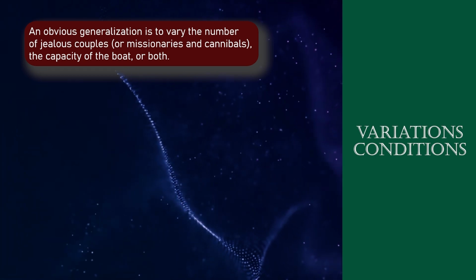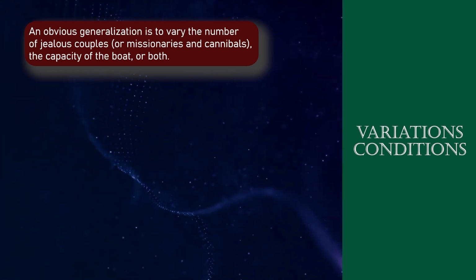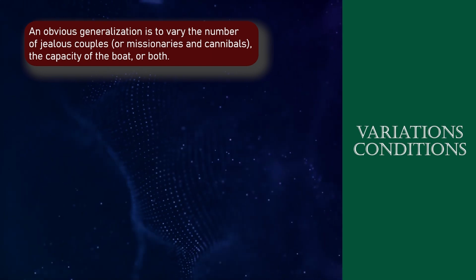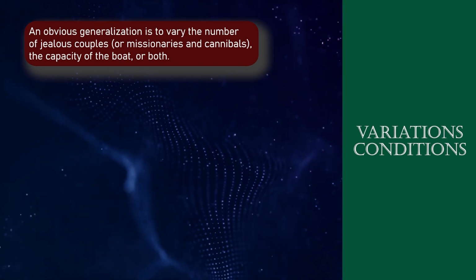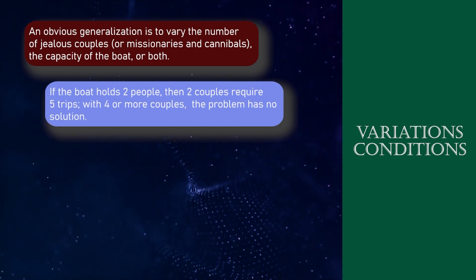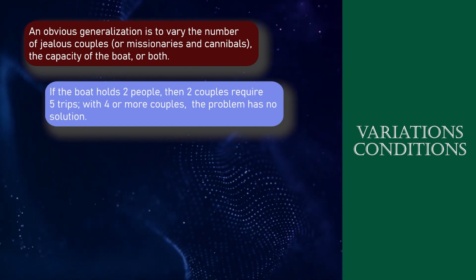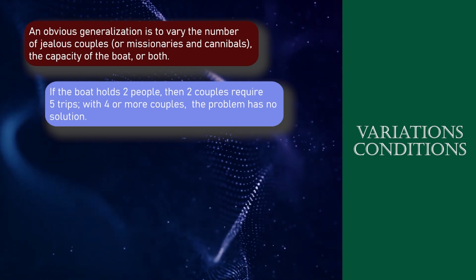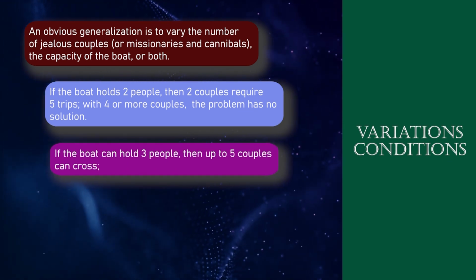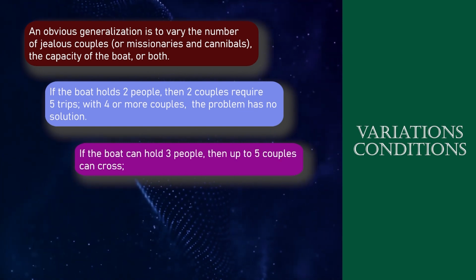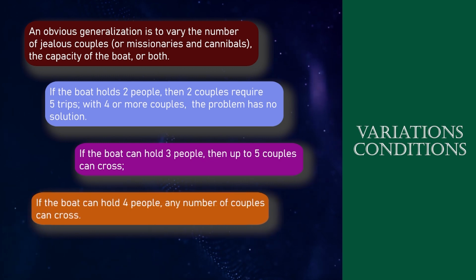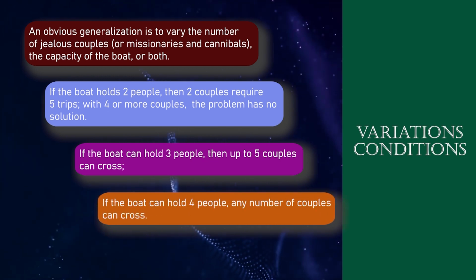An obvious generalization is to vary the number of jealous couples or missionaries and cannibals, the capacity of the boat, or both. If the boat holds 2 people, then 2 couples require 5 trips, and with 4 or more couples the problem has no solutions. If the boat can hold 3 people, then up to 5 couples can cross. If the boat can hold 4 people, any number of couples can cross. A simple graph theory approach to analyzing and solving these generalizations was given by Farley, Cook and Drake in 1966.